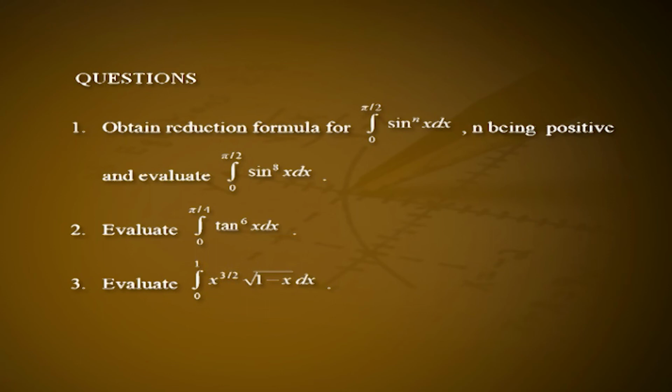Third one, evaluate the integral from 0 to 1 of x^(3/2) times the square root of 1 - x dx. Fourth one, if m and n are positive integers and I_mn is equal to the integral from 0 to 1 of x^m (1-x)^n dx, prove that (m+n+1) I_mn = n I_{m,n-1}. Deduce that I_mn is equal to m! n! divided by (m+n+1)!.